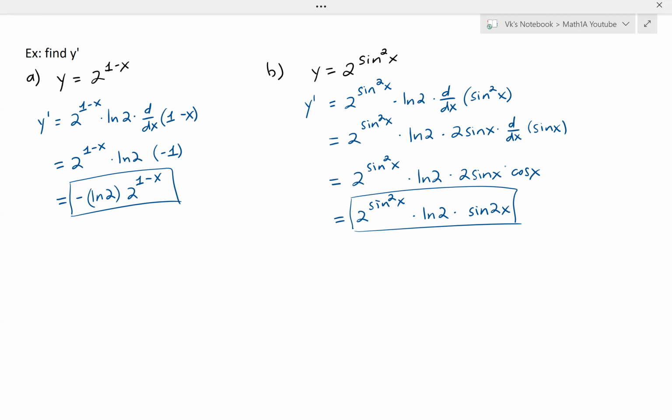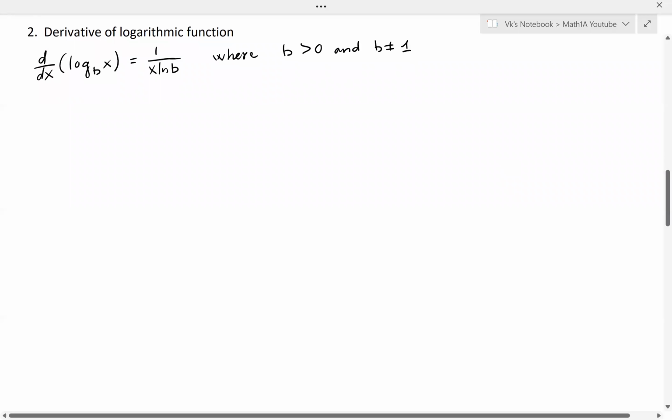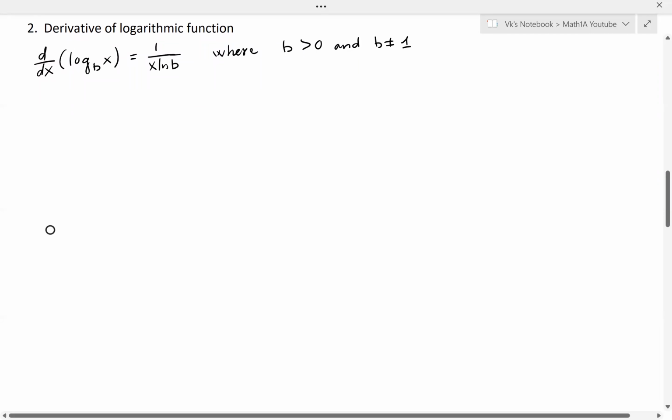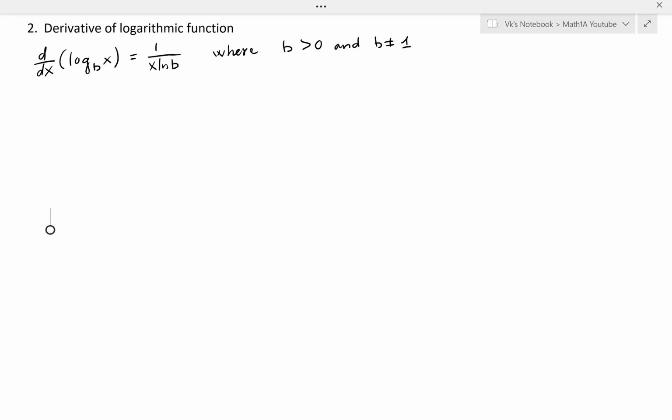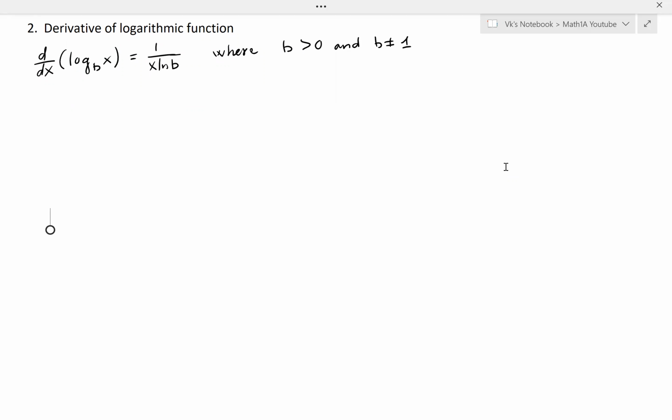Pretty slick. Let's move on to number 2. Derivative of logarithmic function. The derivative with respect to x of log base b of x equals 1 over x times ln b, where b is more than 0 and b is different from 1.